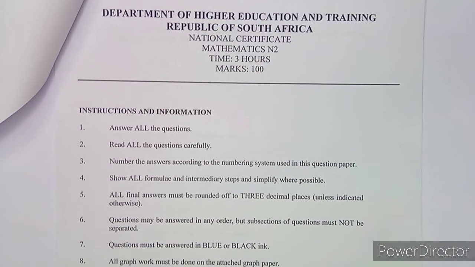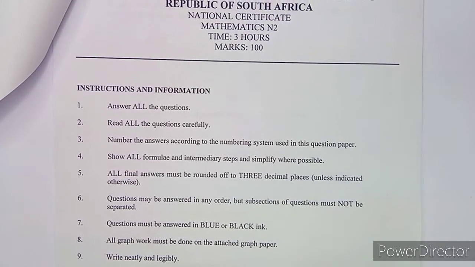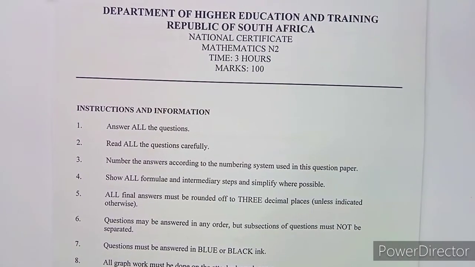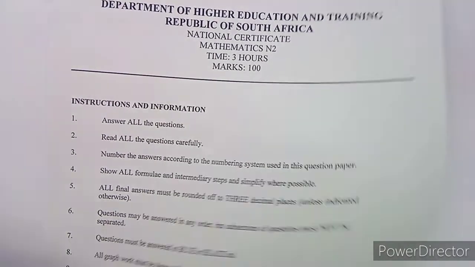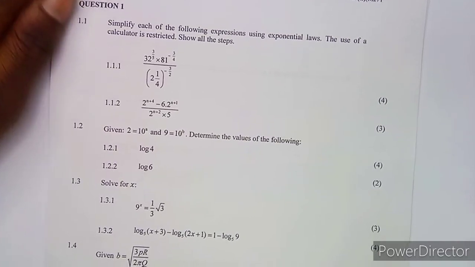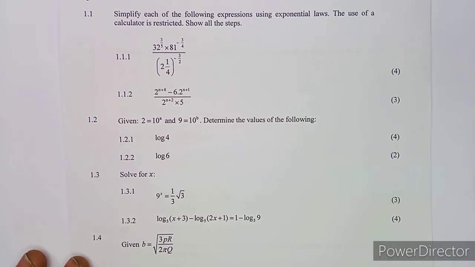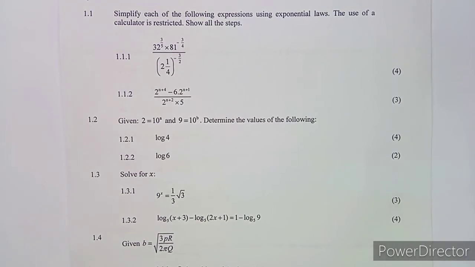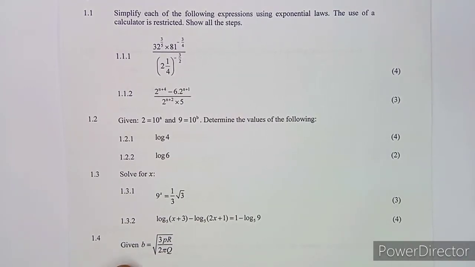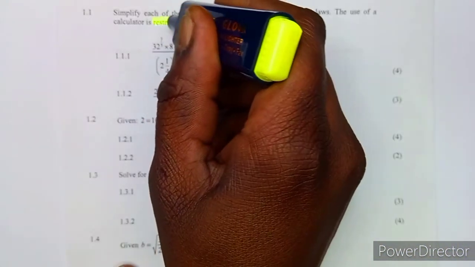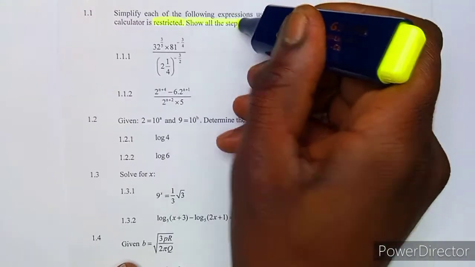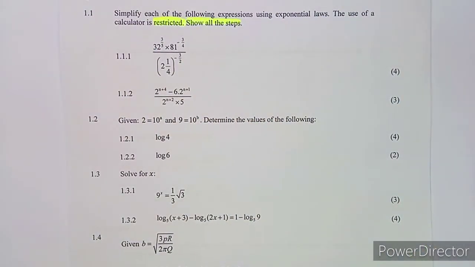Given the instructions about the information that you're supposed to use in the exam, let's quickly rush through the first question, where we're asked to simplify each of the following expressions using exponential laws. The use of a calculator is restricted. Show all steps. So take note, guys, the use of a calculator is restricted, which means we do not need it, and you're supposed to show all the steps required to answer these questions.